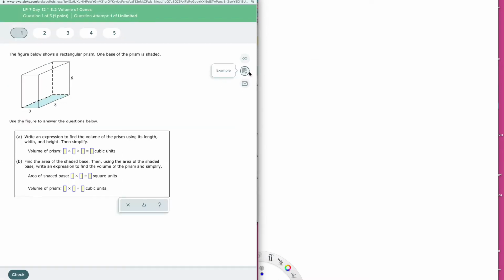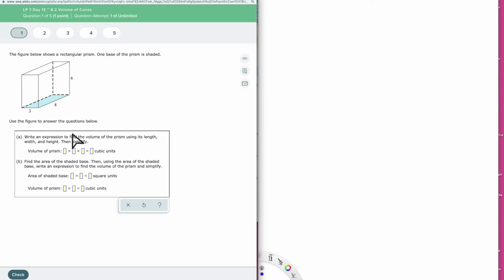You can open another one if you want to see another one, or you can message your teacher directly from the screen to reach out to them, and it'll attach a picture of this question so we know where to come help you. All right, let's go ahead and get started with this. So I know it's called volume of cones, but we're going to first start with a rectangular prism here.